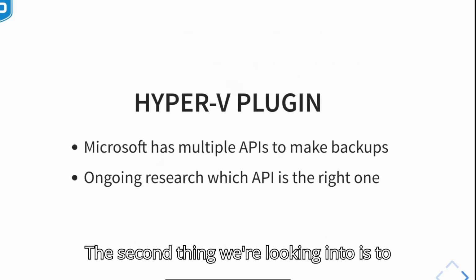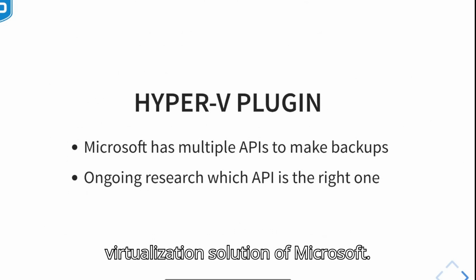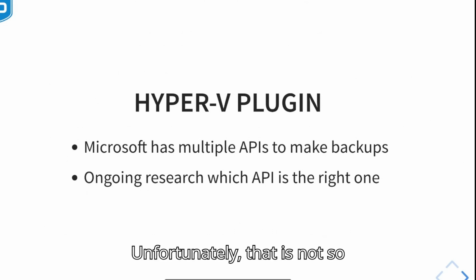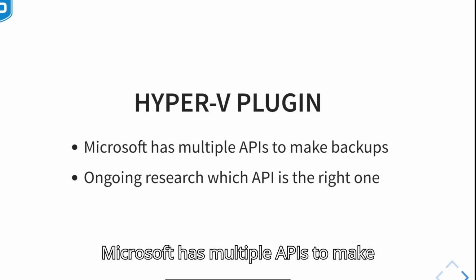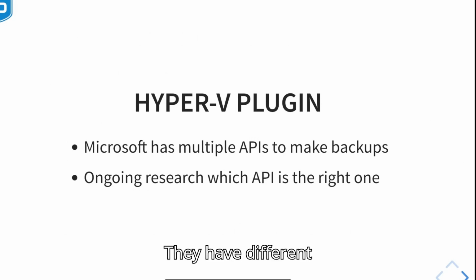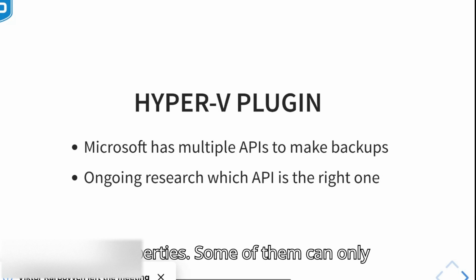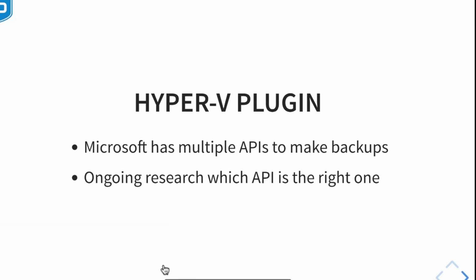The second thing we're looking into is to also support the Hyper-V virtualization solution of Microsoft. Unfortunately, that is not so straightforward because Microsoft has multiple APIs to make backups of Hyper-V virtual machines. They have different properties. Some of them can only do backups under certain circumstances. So we are currently also evaluating what is the right API to be versatile and make backups of Hyper-V virtualization.